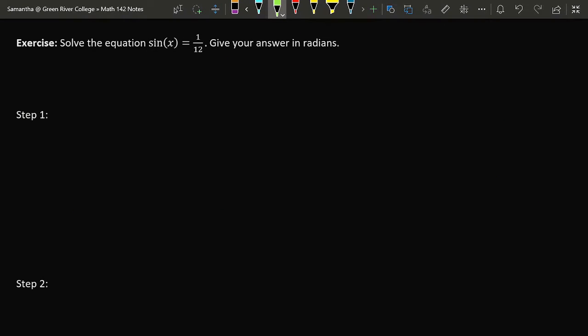For example, someone wants me to find the solutions to the equation sine of x equals 1 over 12. They want me to find all of the angles at which sine outputs 1 over 12.